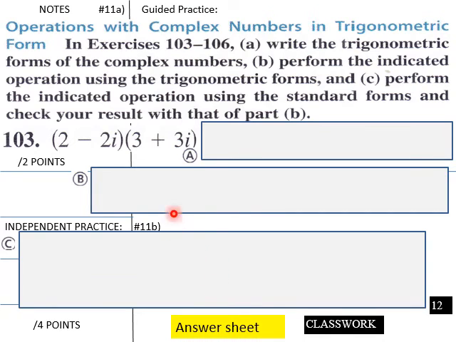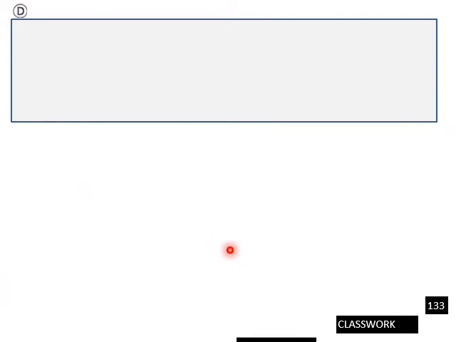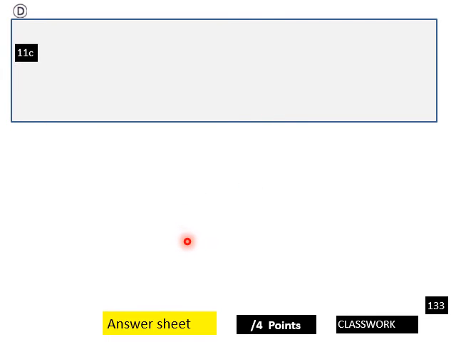So let's go into a problem involving that. A, write the trigonometric forms of the complex numbers. B, perform the indicated operation using the trigonometric forms. And C, perform the indicated operation using the standard forms and check your result with that of part B. So, okay, there's a lot there. And we go into another page to respond to all those questions.